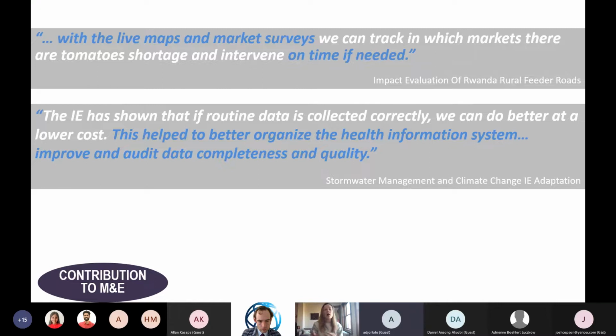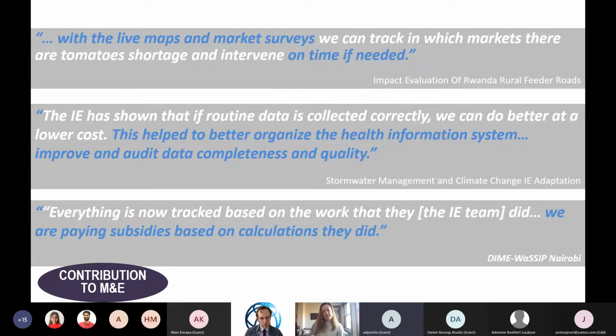In a project in Senegal on flood management, they realized that if they collected data very regularly, it could be done at a lower cost and help better organize the information systems that they had in place, and the quality of the data that they used to actually audit the program.